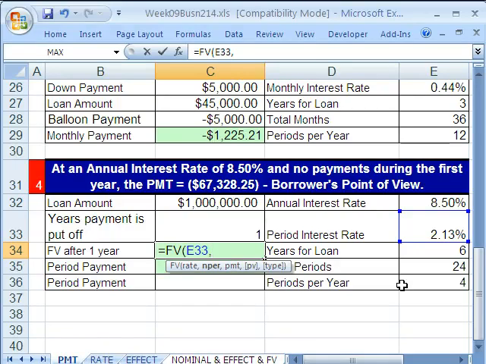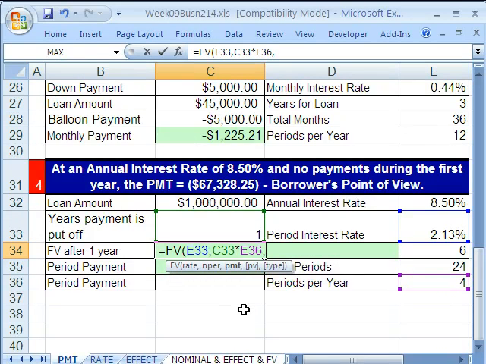Now we've got to be careful here. We have 1 year and 4 periods per year. So for NPER, in case we change this to 2, we're going to say number of years payment is put off times the number of periods per year, which is 4. So that is our NPER, total number of periods for this 1 year, for this future value calculation.